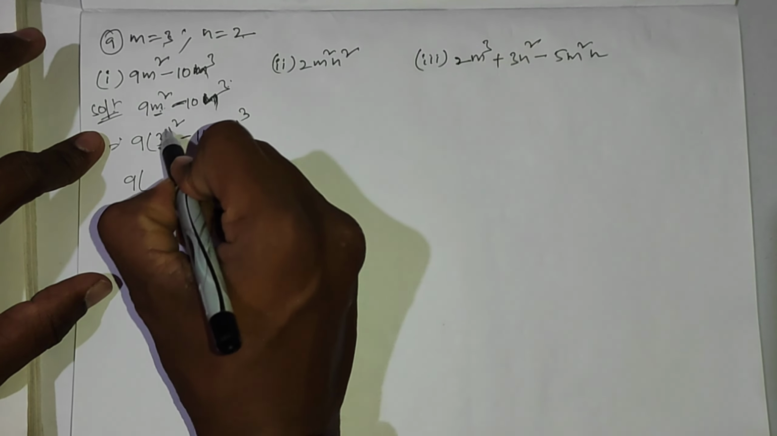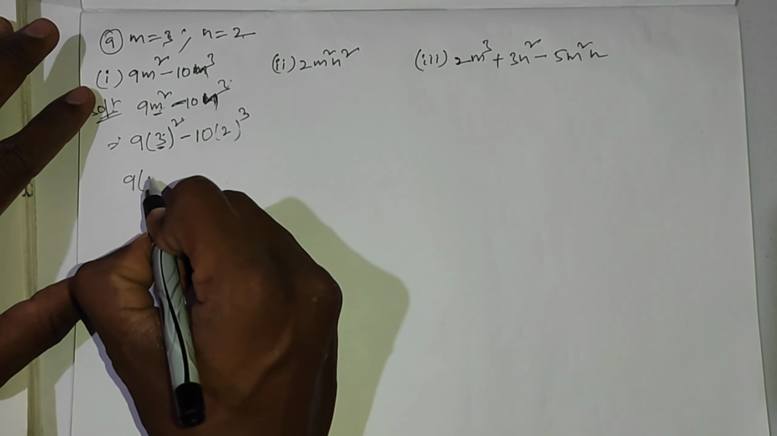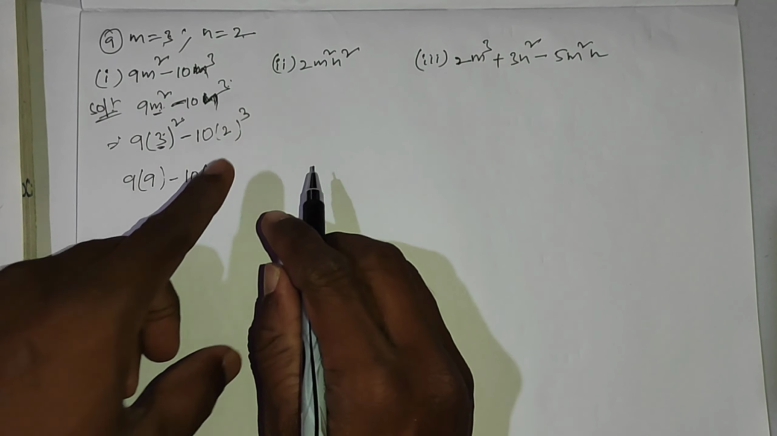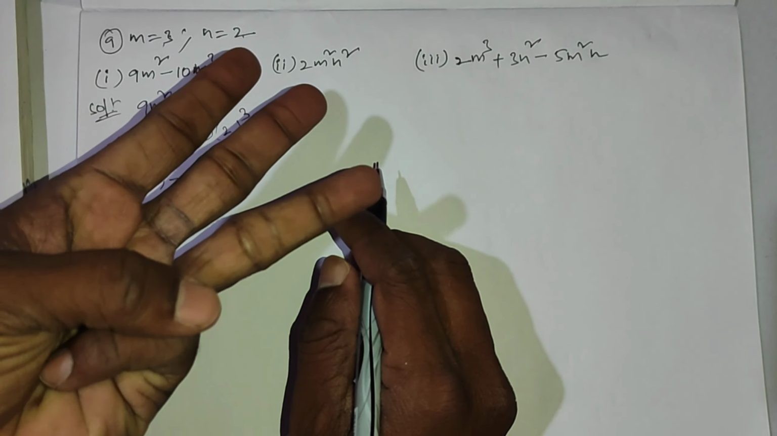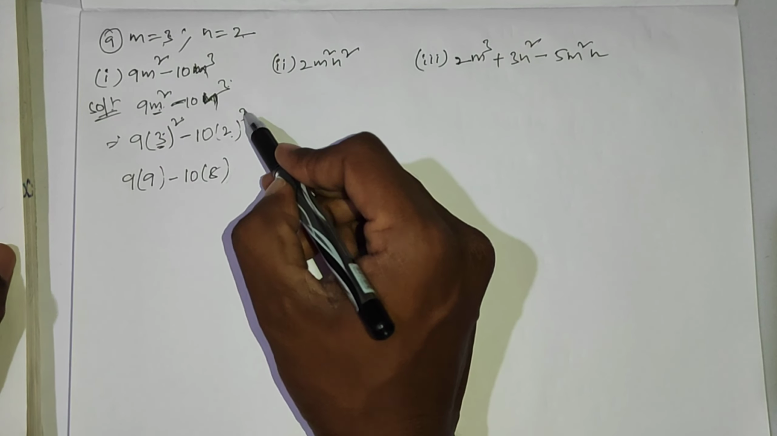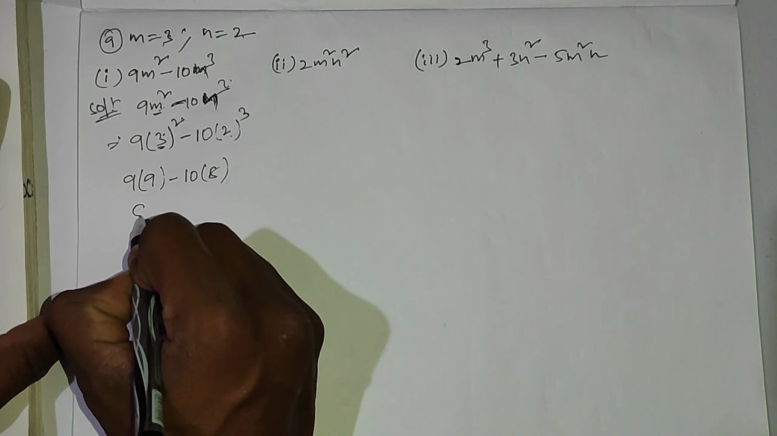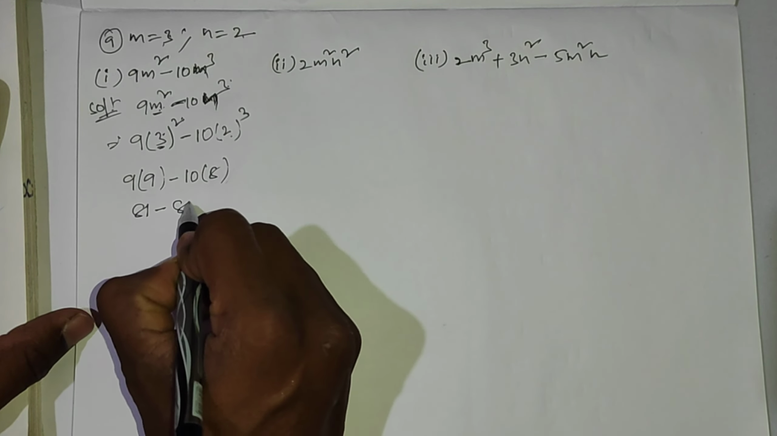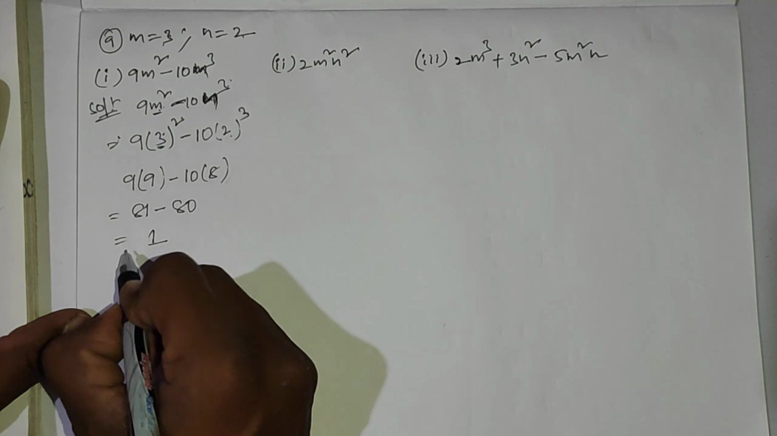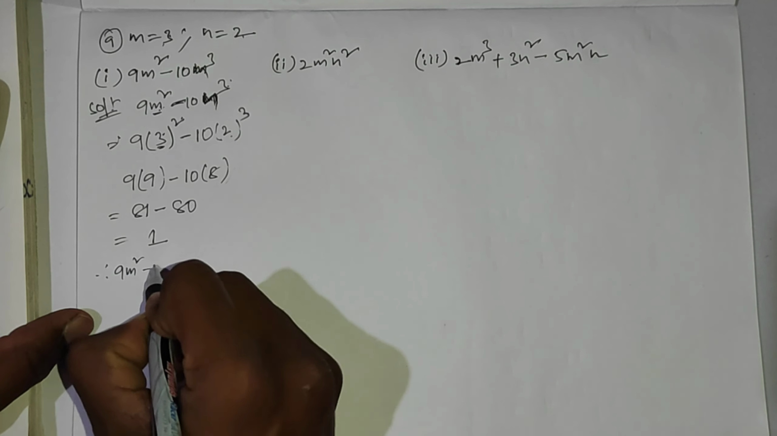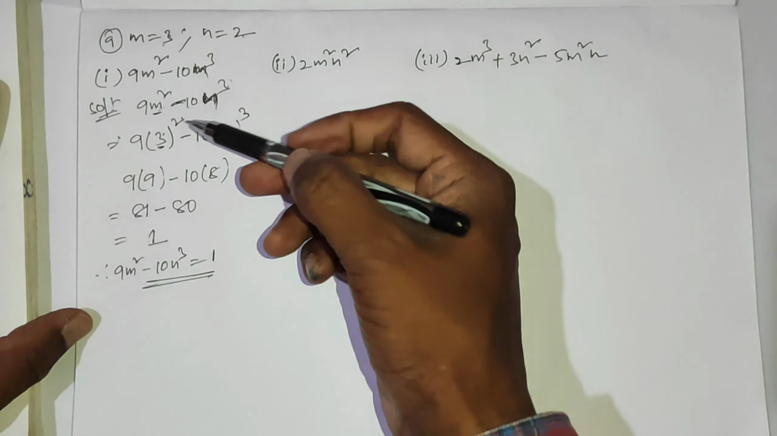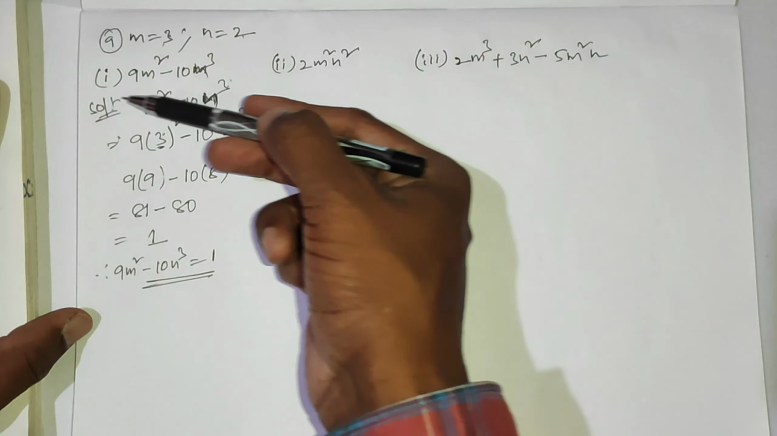Then 9 into 3 square means 3 into 3, 3 3s are 9, minus 10 into 2 cube means 2 we have to multiply 3 times, 2 into 2 into 2, 2 2s are 4, 4 2s are 8. Okay, don't do 2 3s are 6. 2 we have to multiply 3 times. Then 9 9s are 81 minus 10 8s are 80. This is equal to 81 minus 80, which is 1. Answer is 1. Therefore 9m square minus 10n cube is equal to 1. Clear? I am just replacing the m value and n value in the given question.